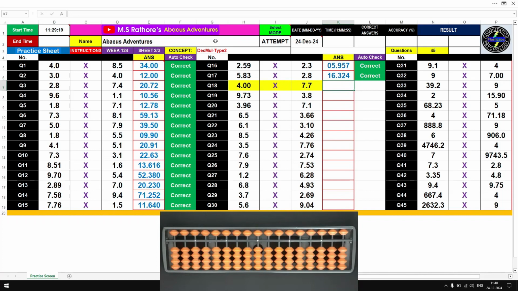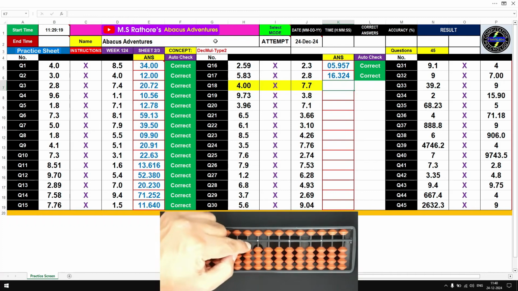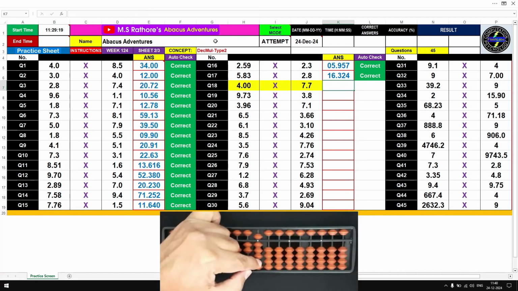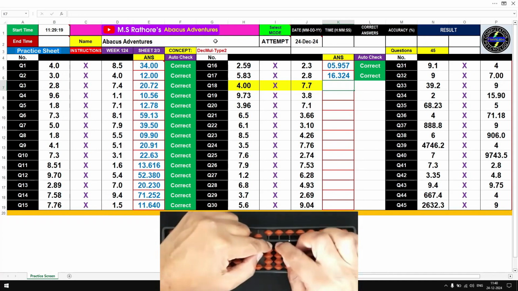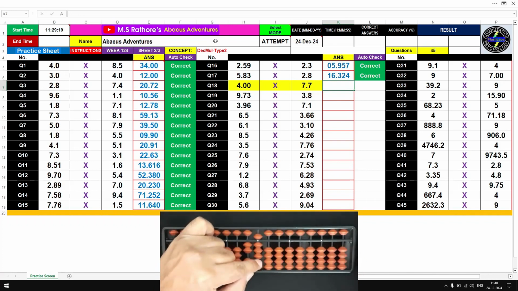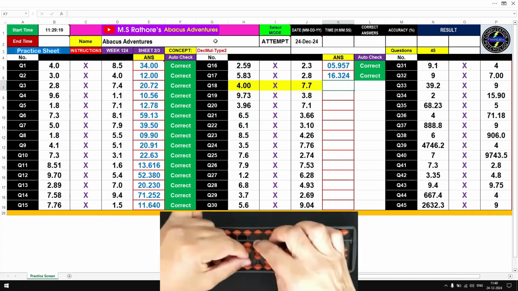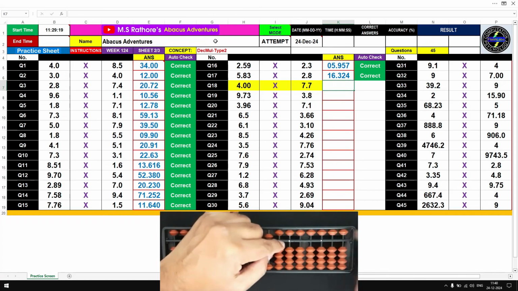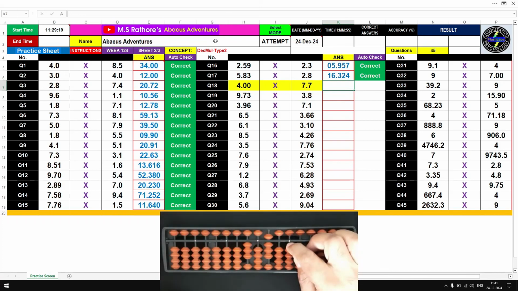Question number 18, 4.00 multiplied by 7.7. Let's begin from rod number 2. 7 4s are 28, shifted. 7 zeros are 00, shifted. 7 zeros are 00. Round 2 begins now. 7 4s are 28, shifted. 7 zeros are 00, shifted. 7 zeros are 00. Our answer starts from here and ends here. 30.800.